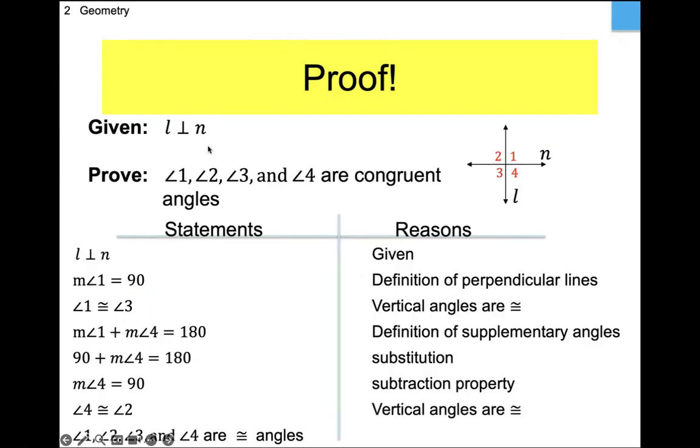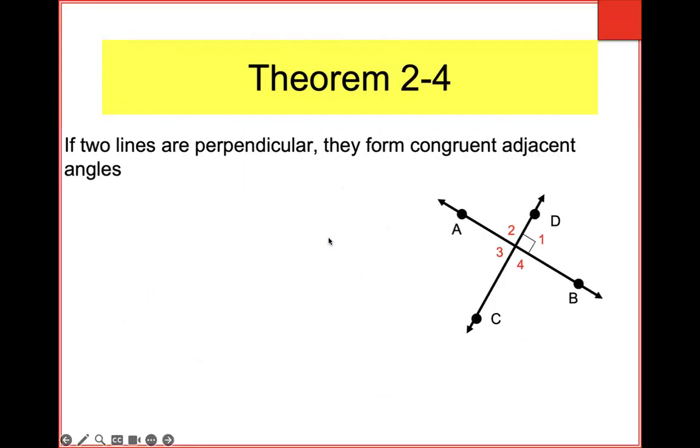And now we have shown that all the angles are congruent because they're all equal to 90, right? The definition of congruent angles is angles with the same measurements. We showed that they are all congruent, or that they were equal to 90. And that's a theorem, right? The theorem is 2.4, which states if two lines are perpendicular, they form congruent adjacent angles.